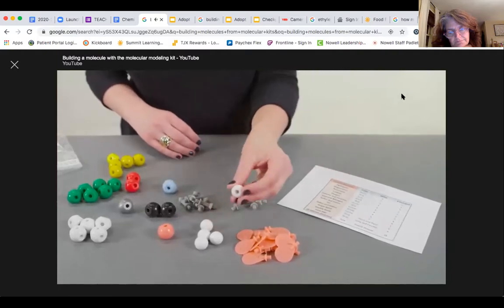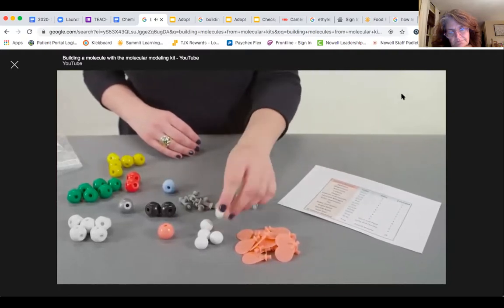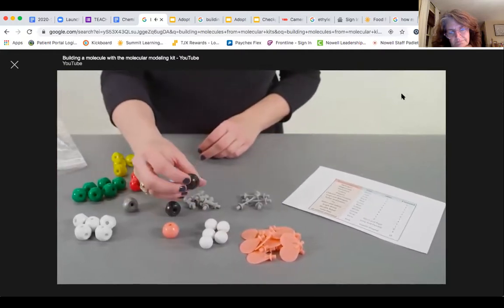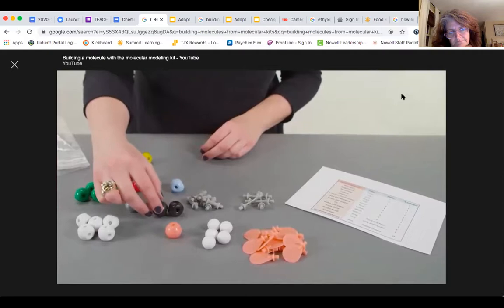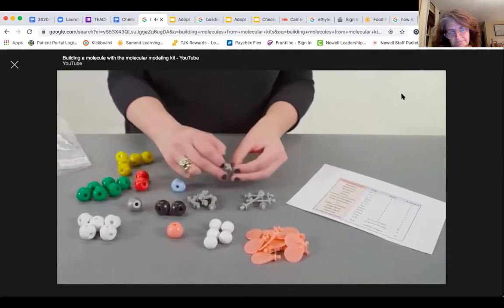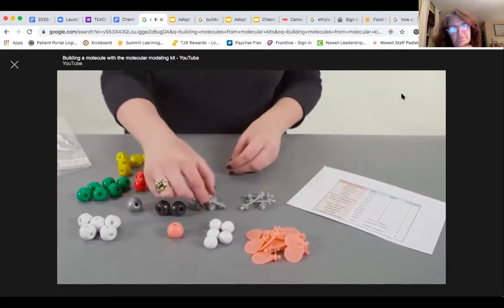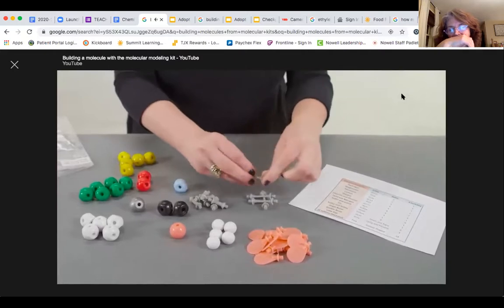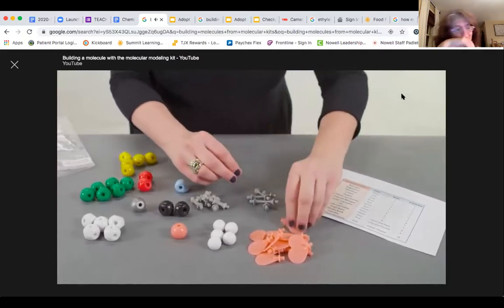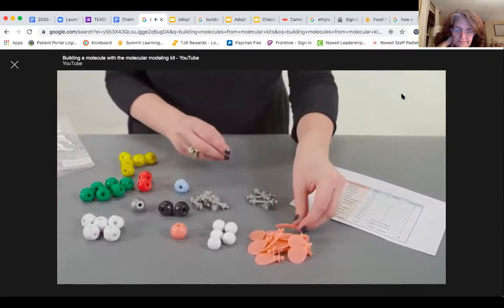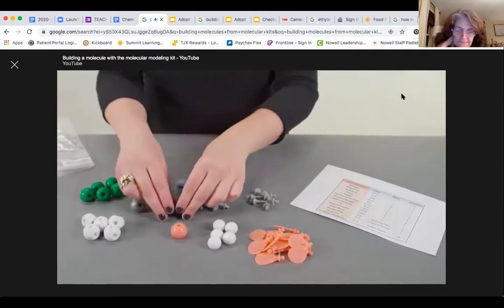We can see from the key that the white piece with 1 hole represents hydrogen. The black piece with 4 holes represents carbon. The short and rigid piece represents a single bond. The long and flexible piece represents a double bond. And the pink paddle-shaped piece represents lone pairs. When you're comfortable with each piece, you're ready to start building molecules.